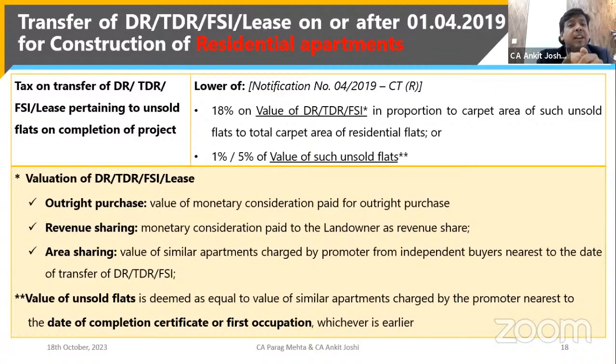However, the tax on TDR will never exceed 1% or 5%, depending on affordable and non-affordable housing, of the value of unsold flats. So whatever GST rate, 1% or 5%, applies to such value of unsold flats, the TDR GST cannot exceed that. And while calculating the value of such unsold flats, it is deemed equal to the value of similar apartments charged by the promoter nearest to the completion date or first occupation, whichever is earlier. So if there has been a sale of a flat nearest to the date of completion, the same value can be considered for the value of such unsold flats.